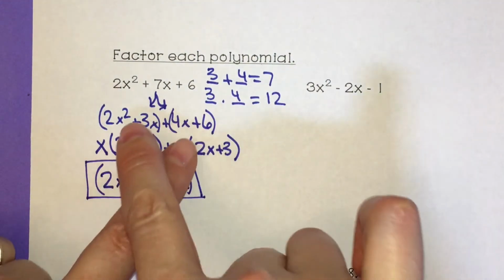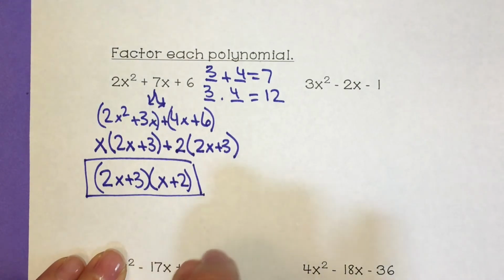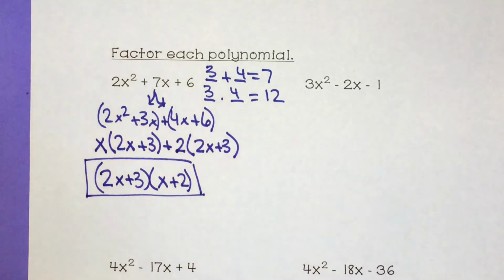Okay, so even if you reversed your 3 and 4, you would come up with this final answer. You might have the 2x plus 3 in front, which is fine.